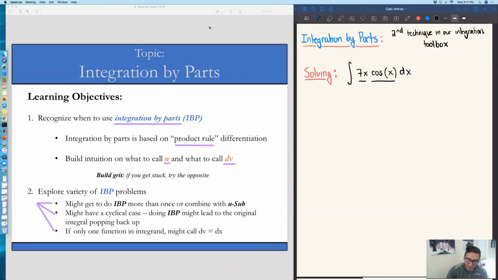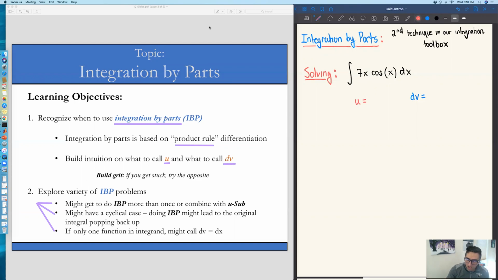However, since neither of these functions looks like the derivative of the other, we're not thinking u substitution here. We're thinking integration by parts. So with integration by parts, we get to define two things from the get-go. We define a piece to be equal to u and another piece equal to dv. And the u piece we're going to differentiate, that dv piece we're going to integrate.